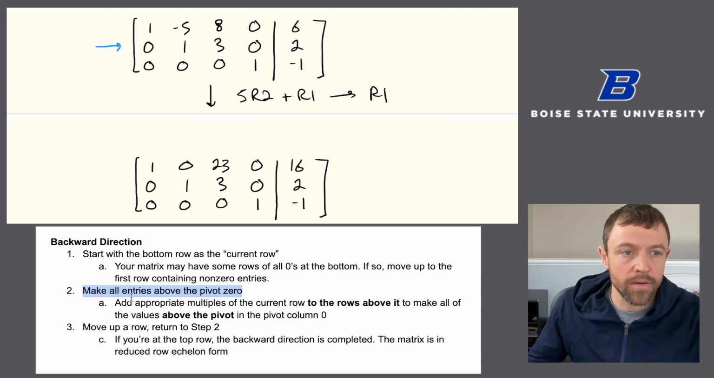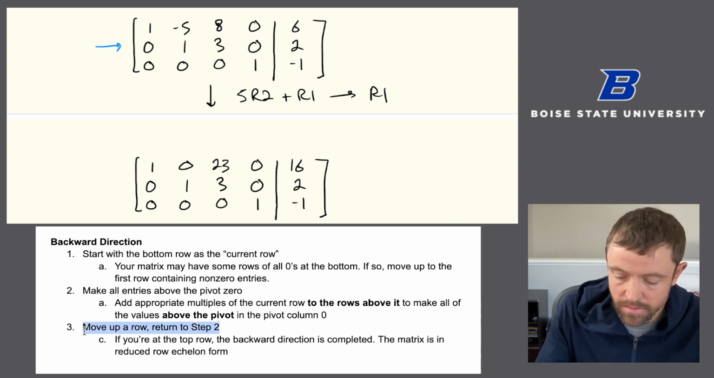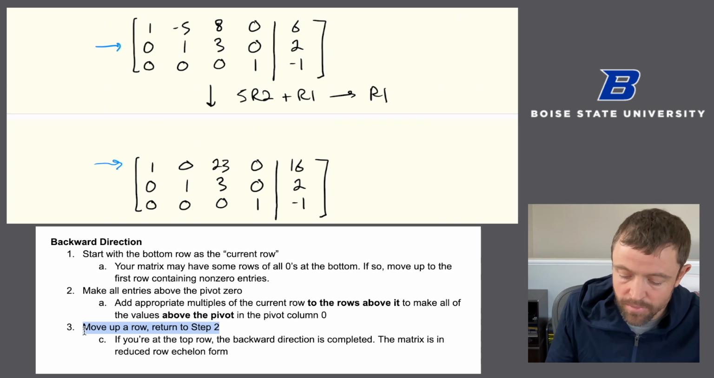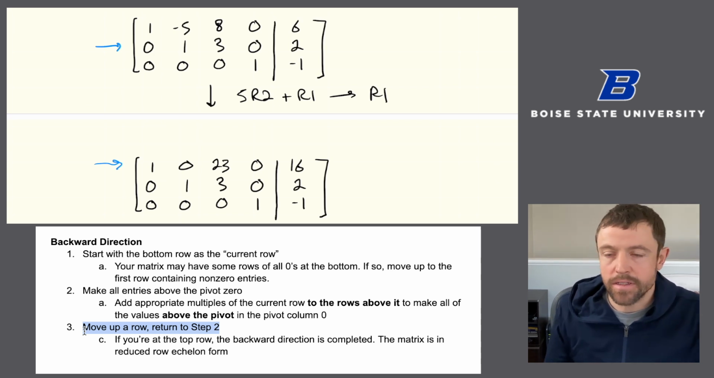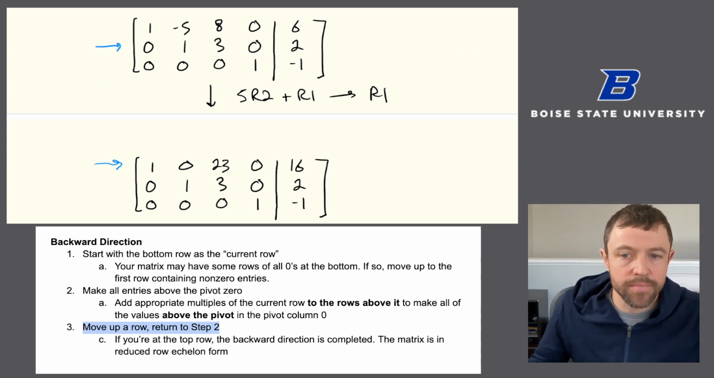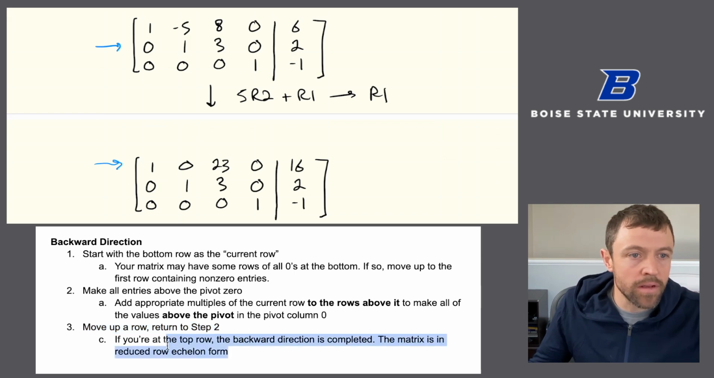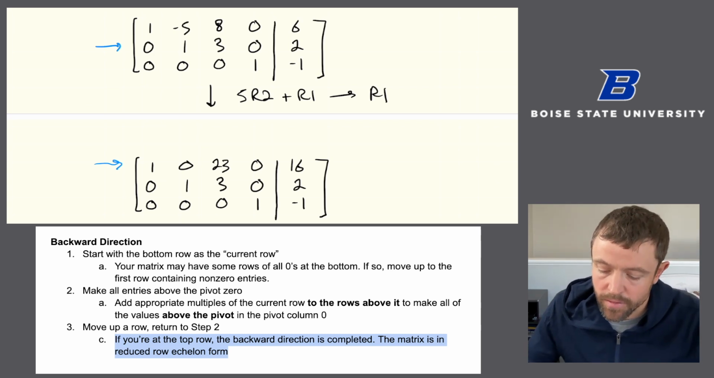And, okay, move up a row. Well, when I move up a row, I now get to the top row. There's nothing else to do, right? There's no entries above the pivot. And so I'm at the top row. The backward direction is completed. The matrix is in reduced row echelon form.